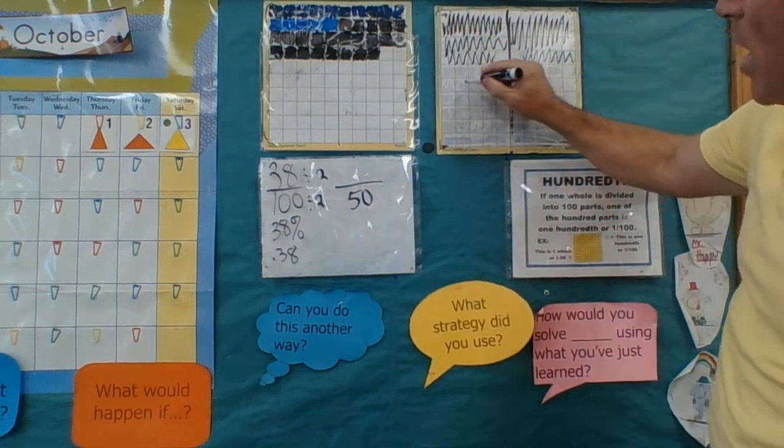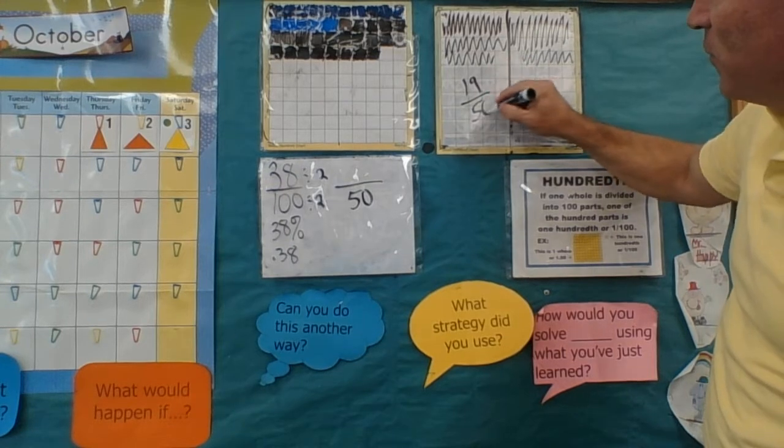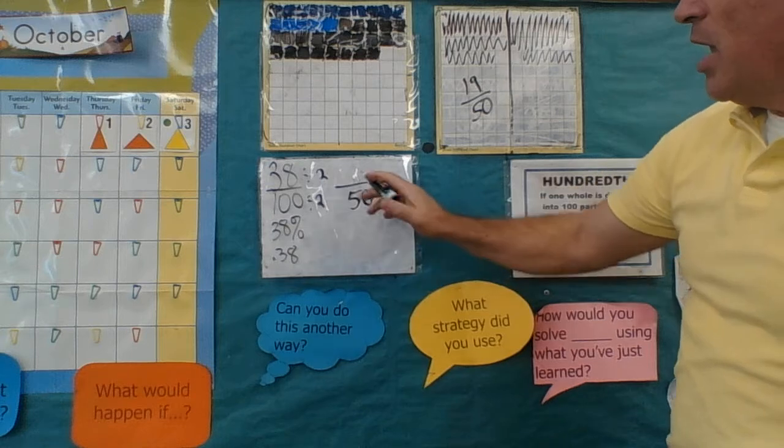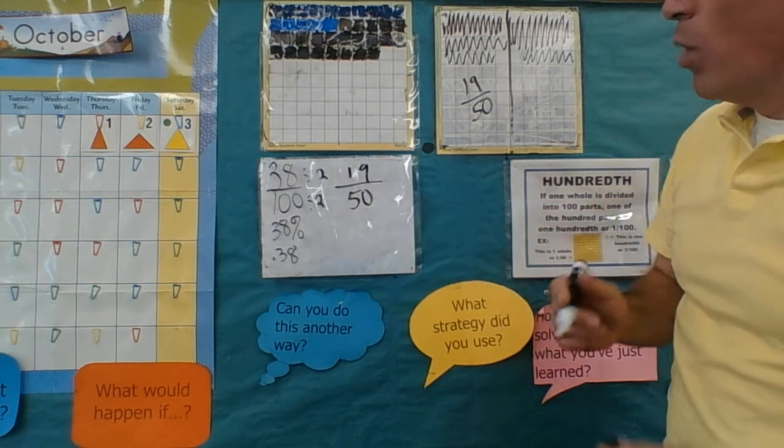But in the end, we have 19/50ths is the simplification of 38 100ths.